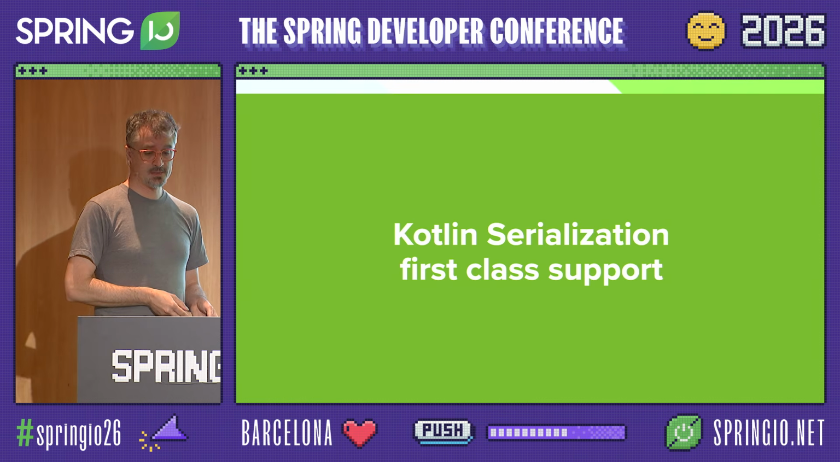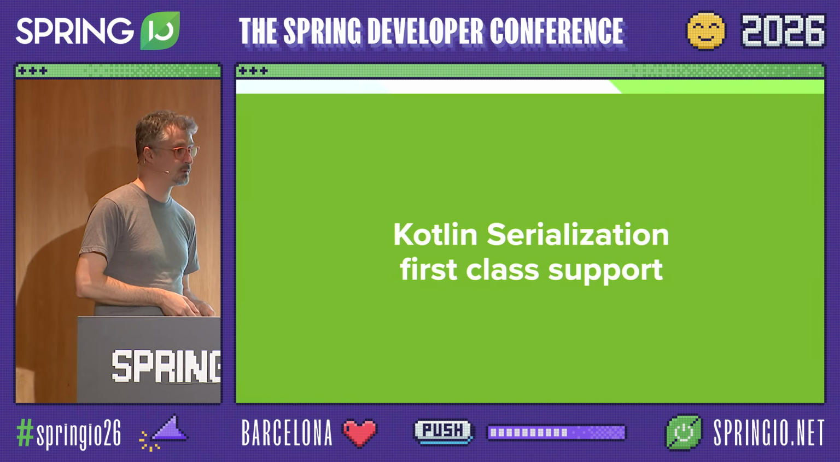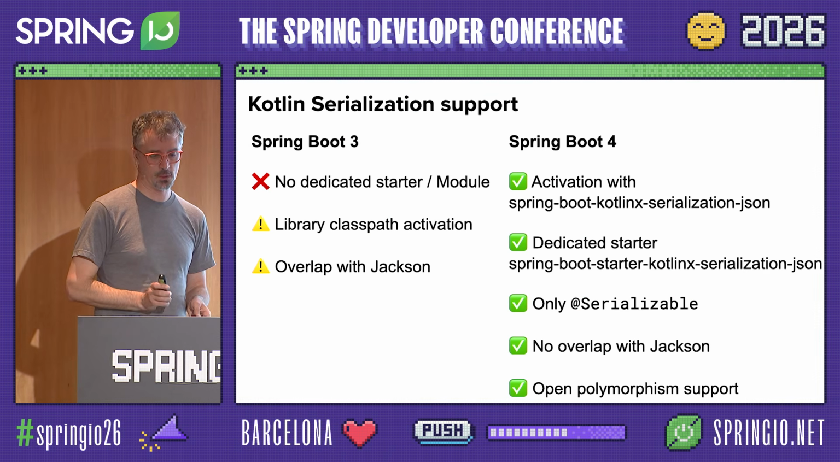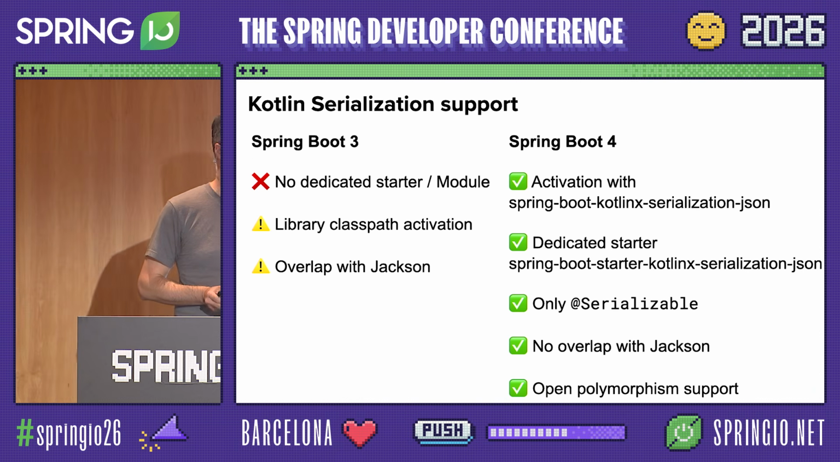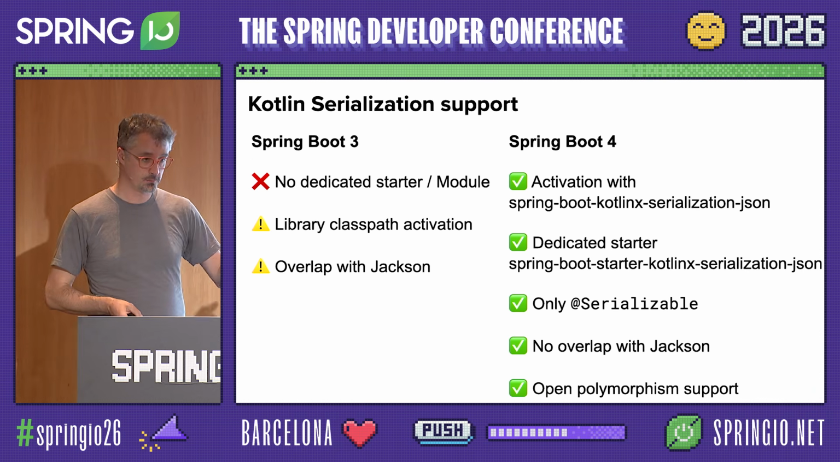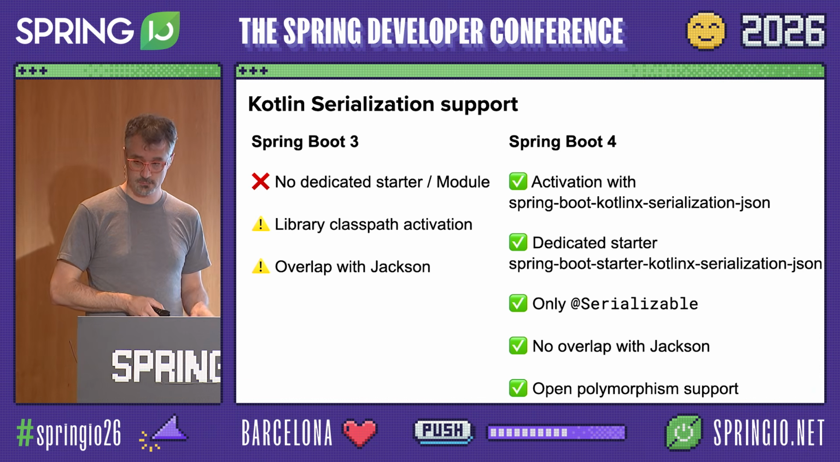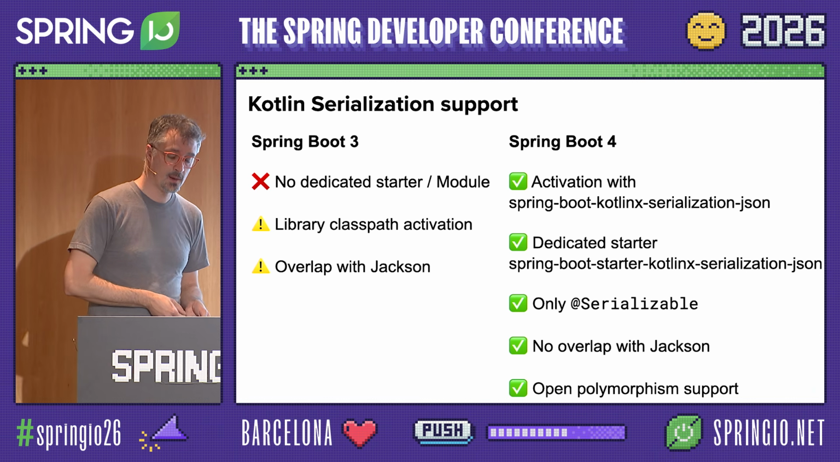Okay, Kotlin Serialization got a lot of love in Spring Boot 4. And I think that's pretty cool. There were a lot of issues. Kotlin Serialization is basically an alternative to Jackson 3 to serialize and deserialize your domain objects to and from JSON, and also other formats.